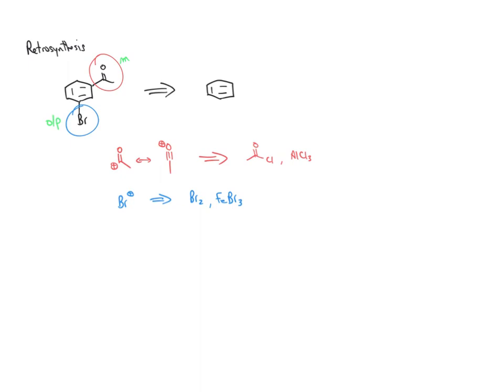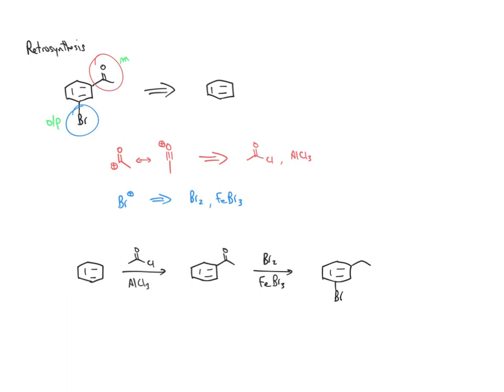So the correct order for doing this is to say we're going to take benzene. We're first going to react it with, let's say, acetyl chloride and aluminum trichloride to give us this acetophenone, one that has a carbonyl on it. And then because that's meta-directing, now we can take bromine and iron tribromide, and it will direct the bromine to go to the meta position.